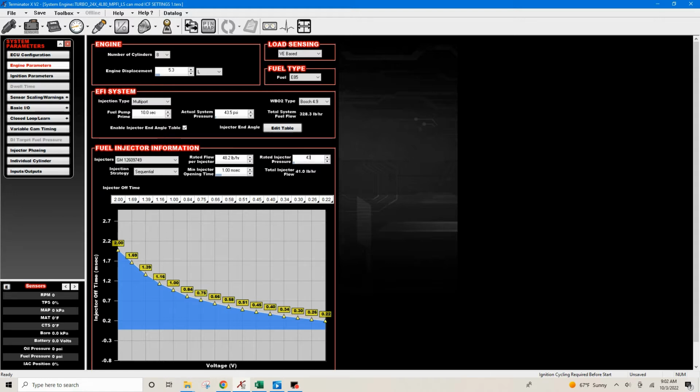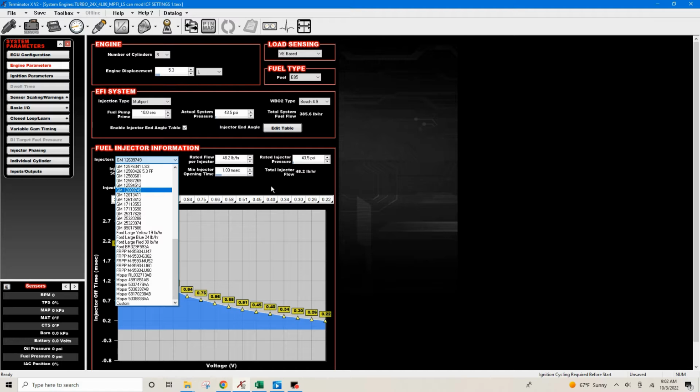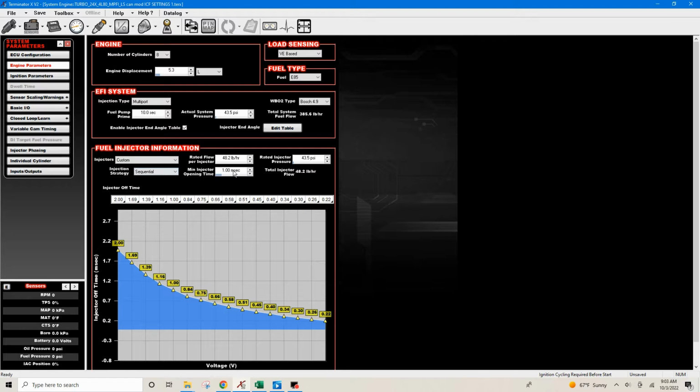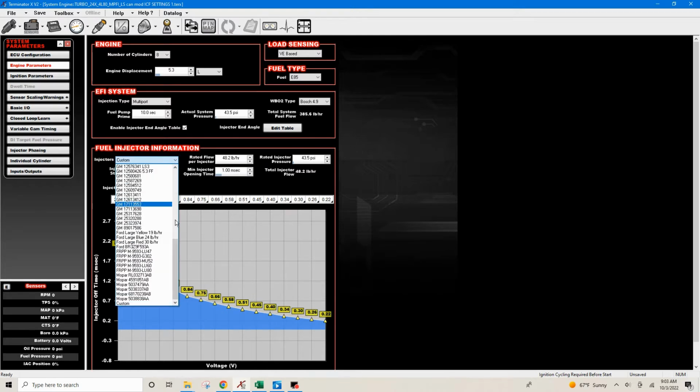Settings here. We're going to end up using a set of Snake Eater 1500s, which is what I'm using for the SM95 build. We'll select them on our drop-down menu. If you don't see your injectors in the drop-down menu, you'll have to go into the custom option and input this information. But even if your injectors are in the drop-down, you're still going to want to enter this information regardless.